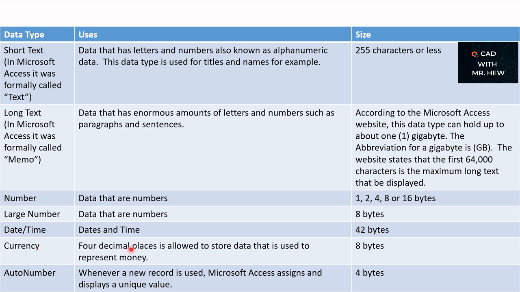Currency, it can take up to 4 decimal places when you're storing it, right? And it's used to represent money, and it's 8 bytes. We have auto number. This is used whenever a record is created, and whenever you assign this data type, Microsoft Access will automatically assign a unique value to this auto number, right? So it's normally counting from 1 and going up to a higher number, right?